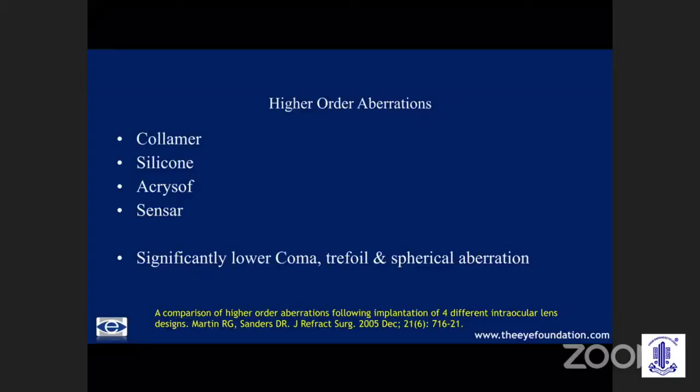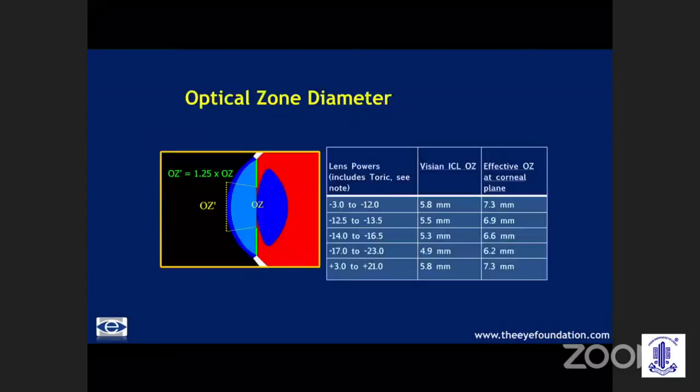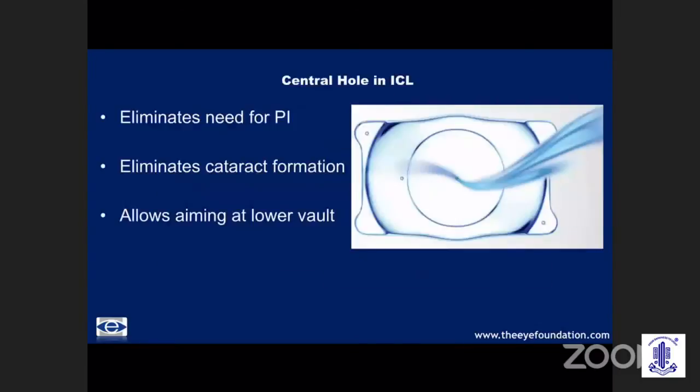Now, one of the most important advantages would be an enlargement of the optic zone on the cornea. The effective optic zone is 1.25 times the optic zone of the lens, which means that while we're treating powers of up to 13.5, we can give the patient an optic zone of 7 millimeters or greater, which is not at all possible with any corneal-based procedure.